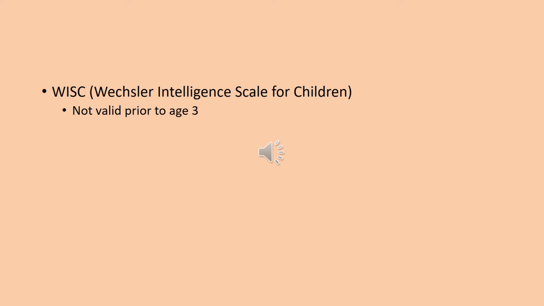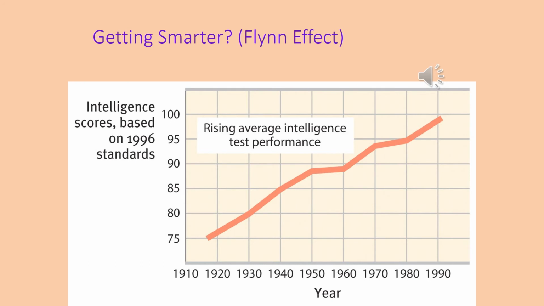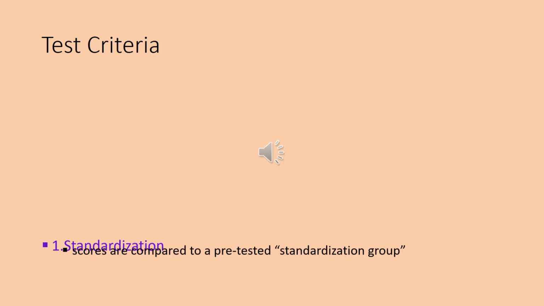There is another version for children under the age of 18, which is called the WISC, or the Wechsler's Intelligence Scale for Children. A researcher, James R. Flynn, recognized in 1984 that ever since the advent of intelligence tests, scores have continued to rise. They call this the Flynn effect, named after him.